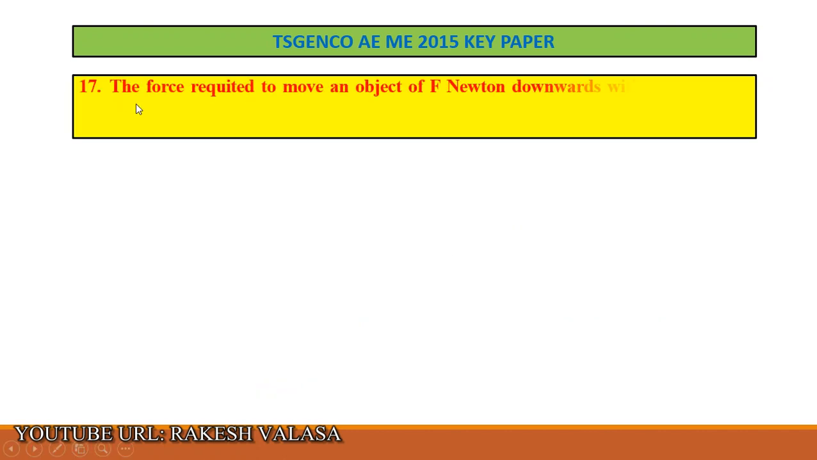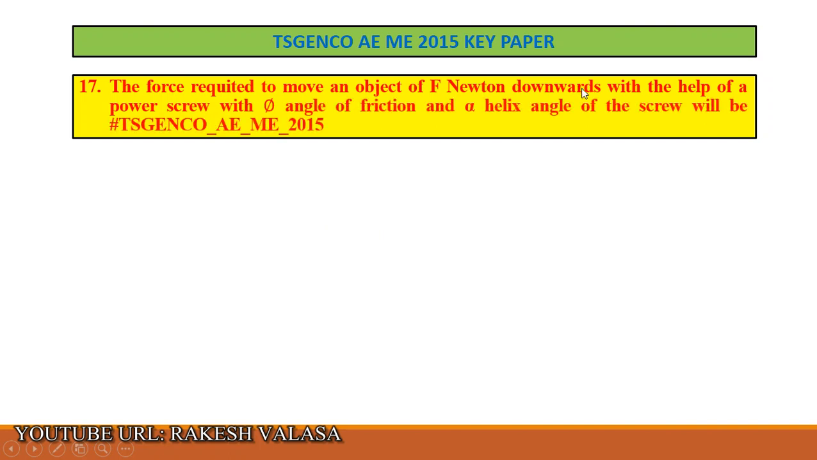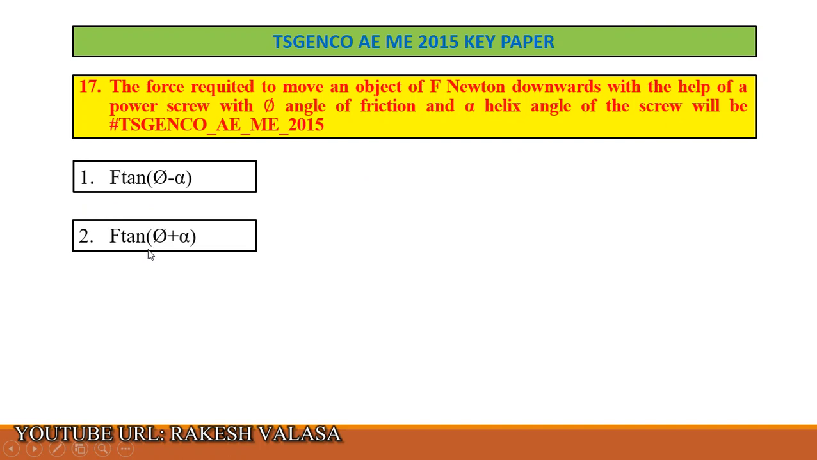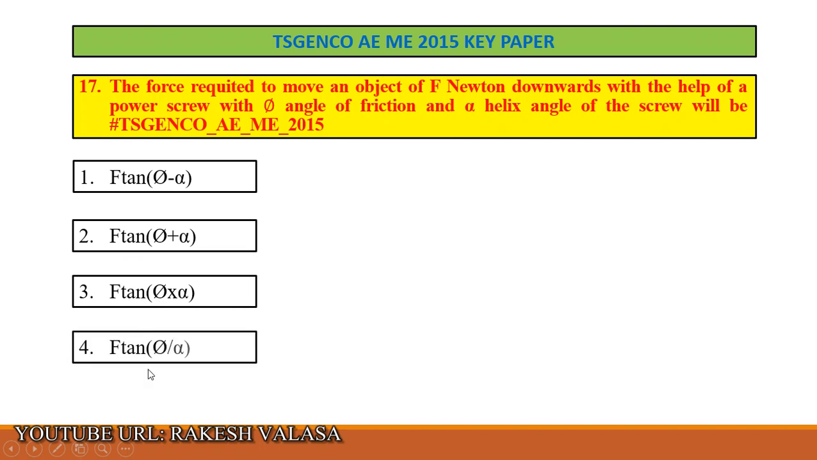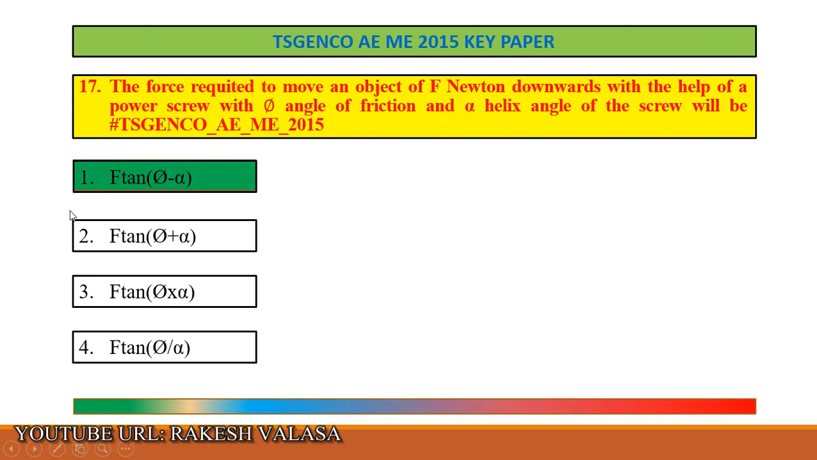Question number 17. The force required to move an object of F newtons downwards with the help of a power screw, with phi the angle of friction and alpha the helix angle of the screw, will be: Option 1, F tan of phi minus alpha. Option 2, F tan of phi plus alpha. Option 3, F tan of phi into alpha. Option 4, F tan of phi by alpha. The correct answer is option 1, that is F tan of phi minus alpha.